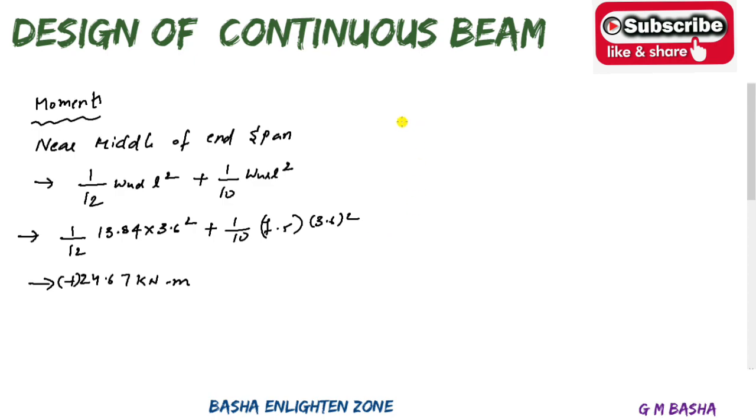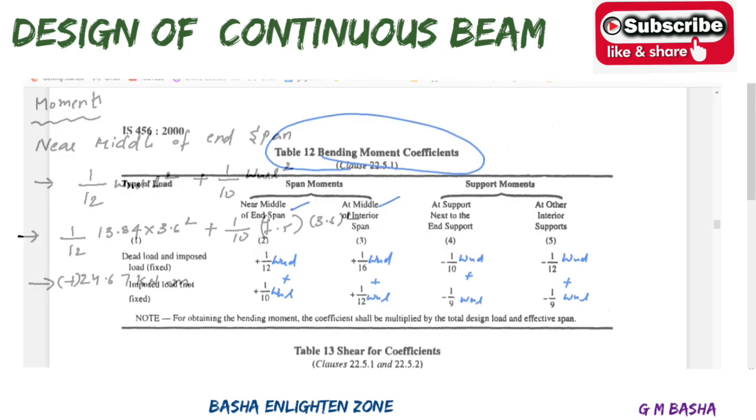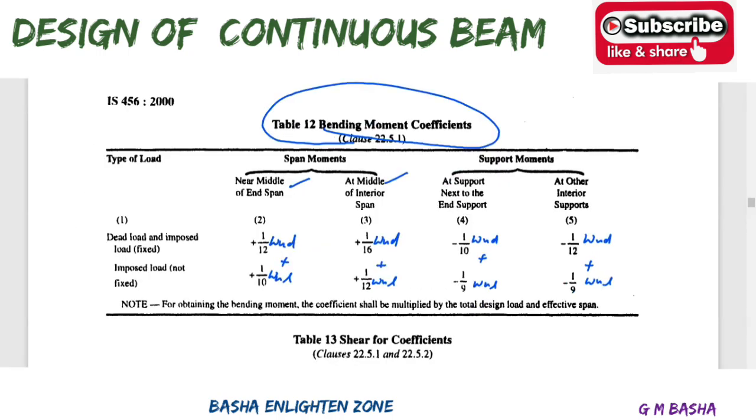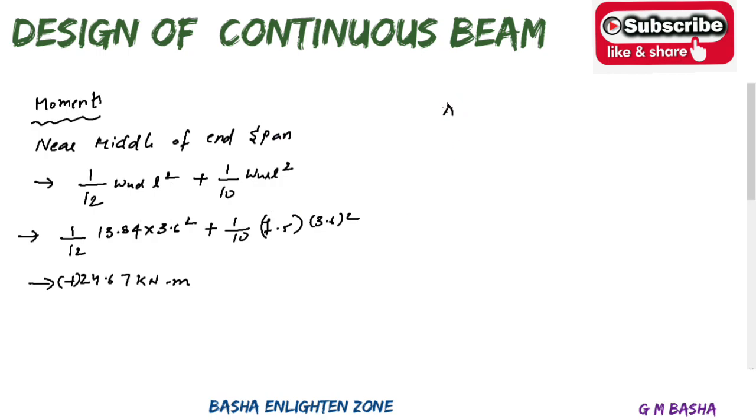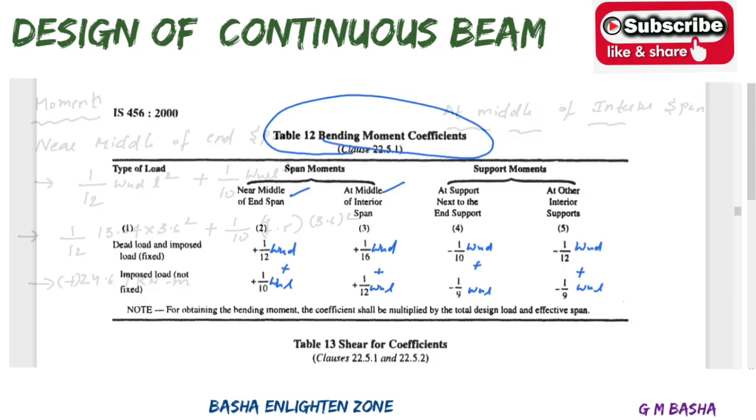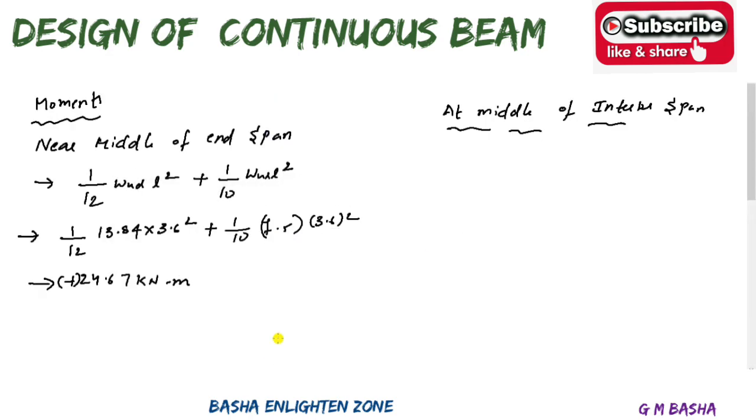And again, next step in the moments itself, you can calculate. Next step is at middle of interior span. So what will the coefficients be? 1 by 16 WUD Le square, and 1 by 12 WUL Le square.